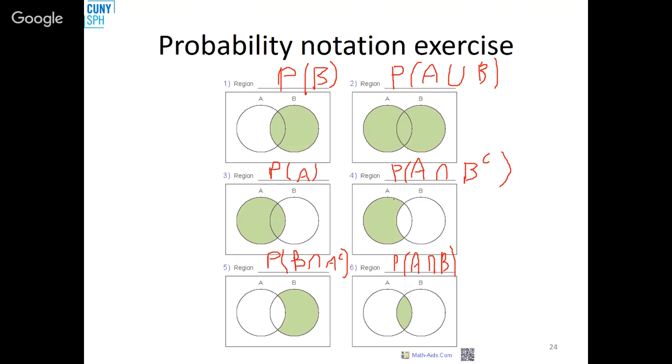This could be something like a false positive. The probability that you're going to go in, you're going to receive a positive test, and then you're going to find out that you do not have the disease.